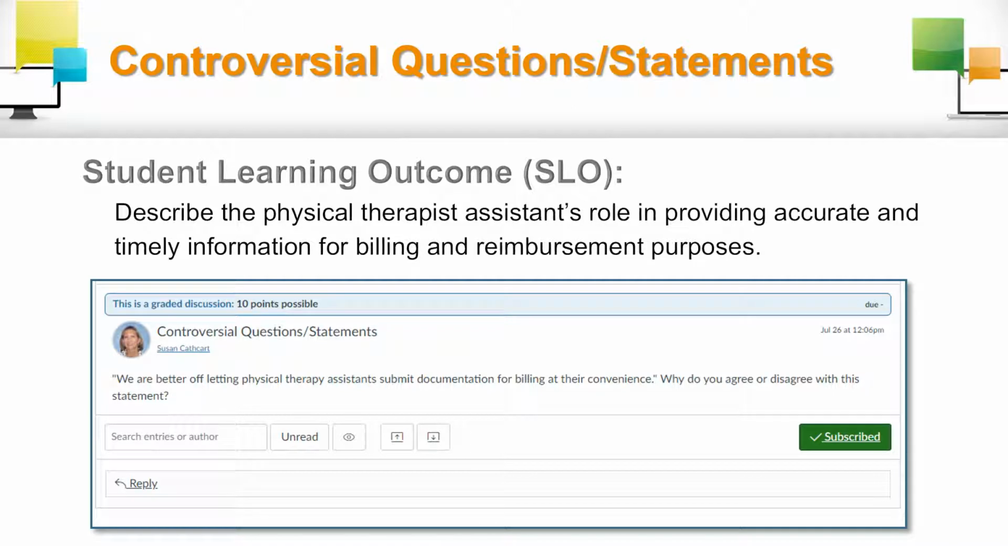Controversial questions or statements are questions where the unpopular stance is used to get your participants riled up. The student learning outcome is: describe the physical therapist assistant's role in providing accurate and timely information for billing and reimbursement purposes. One example of a controversial question using the SLO is shown.